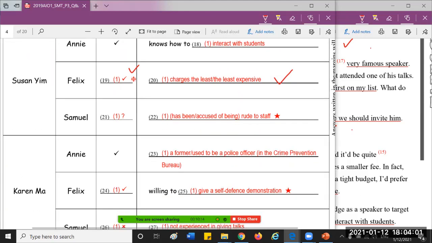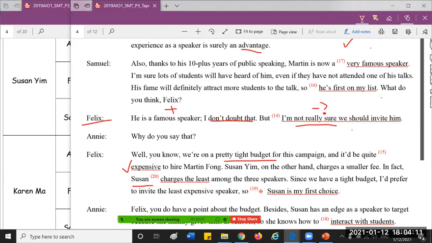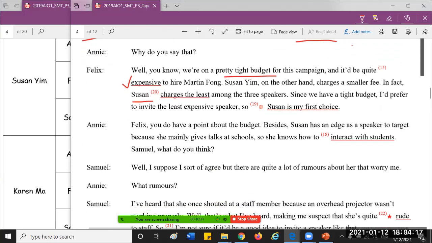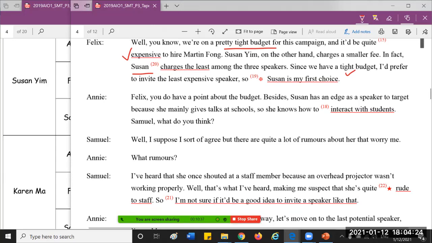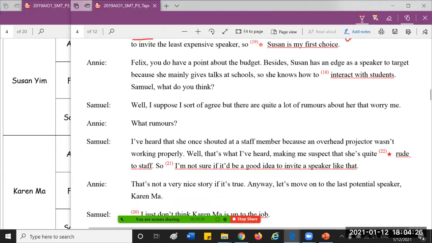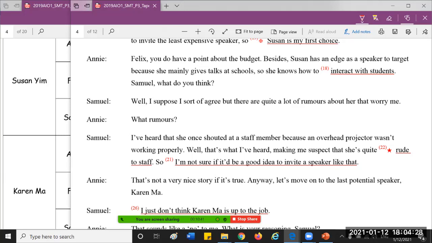Let me go back to number 20 so you get to check it. Please check following the order that I'm explaining the answer. Okay, charges the least. All right, moving on. What happens now? Here, Susan is my first choice. Okay, that double confirms that Felix likes Susan, the speaker, more than the other speaker we talked about earlier.